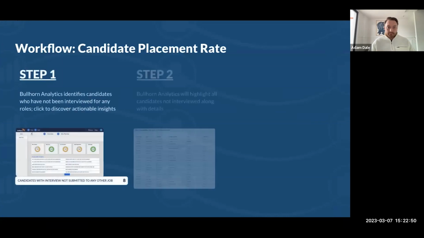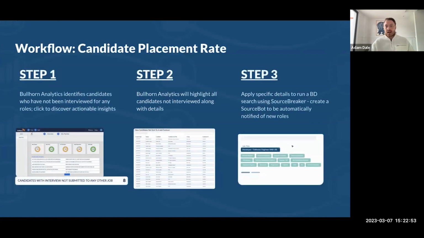So, quick recap. Bullhorn Analytics has said, here's candidates that you're working with that you've not submitted to any other job, with all those reasons Joe mentioned to do that. We can then find that particular candidate within Bullhorn, and again, we can reverse engineer that candidate's profile into SourceBreaker to be able to be given jobs that are an exact match for that candidate, and even set up an automation to be able to be sent any new roles that candidate will be a good fit for.